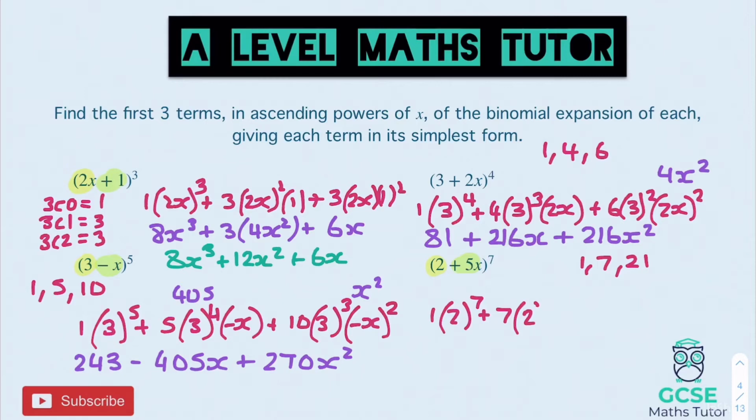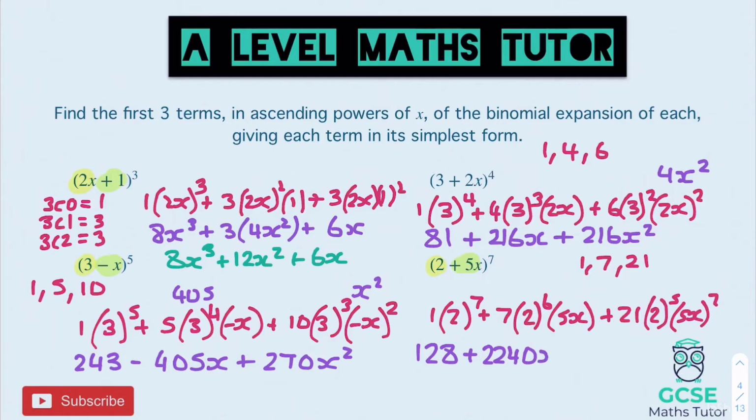Should we write that bracket there? 2 to the power of 6. And then 5x to the power of 1. And for our last piece, we get 21 lots of 2 to the power of 5. And then 5x squared. There we go. So simplifying this down, 2 to the power of 7 is 128. So we get 128 plus 7 lots of 2 to the power of 6. Well, 2 to the power of 6, just on the calculator, is 64. Timesing that by 7 is 448. And timesing that by the 5 in front of the x there gives us 2,240x for our first one.